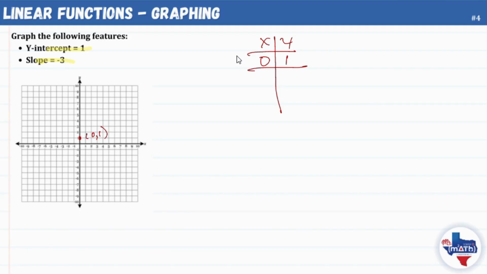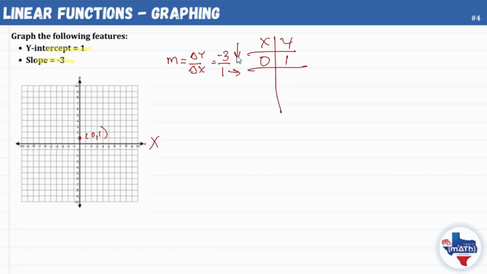We also know that we have a slope of -3. The slope is represented by the letter m, and it means change in y over change in x. -3 means -3 over 1. That means that for every 1 I move to the right, I will go down 3 on the y-axis.